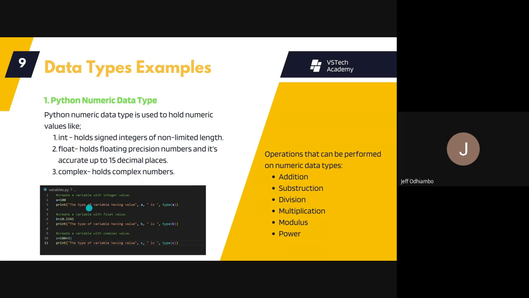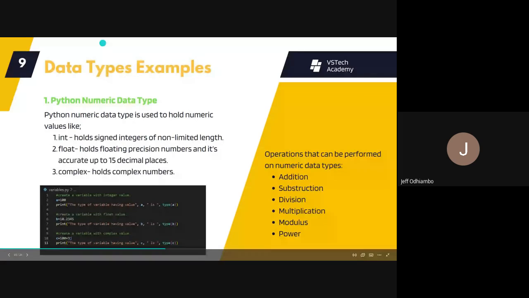So this, a equals 100, that's an integer. Then we have a float. Then we have a complex number. Operations that you can perform on these numeric data types are addition. You can add them, subtract them, divide, multiply, find the modulus, and so on. So I'll go to my editor.